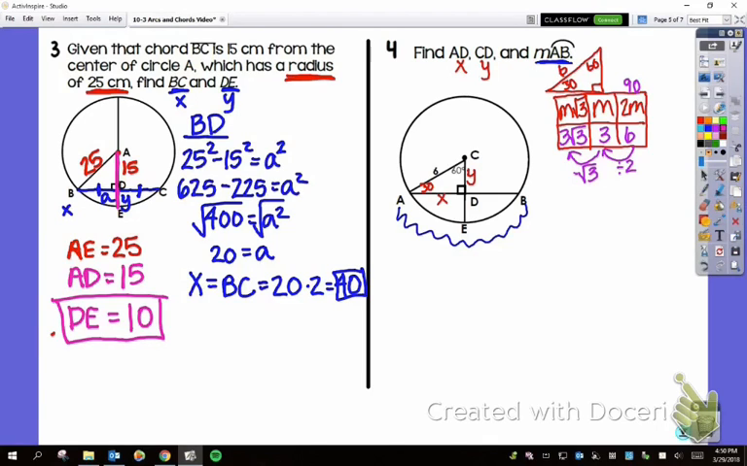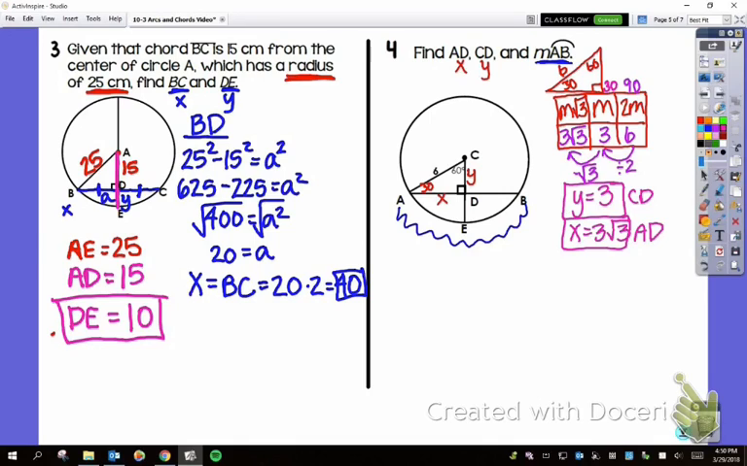Then we have to say what's across from 30 and what's across from 60. So across from 30 is our m, which is our y value, so we're going to say y equals 3. And then across from 60 is our x, which equals 3 square roots of 3. So our y is our CD length, and our x is our AD length.